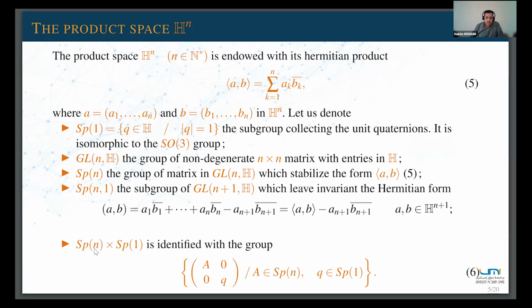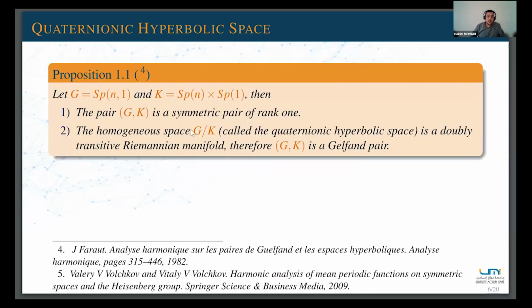The last notation is Sp(n) times Sp(1), defined as the group of products of a and q, where a is an element of Sp(n) and q is in Sp(1). First proposition, which we find in Jacques Faraut: if we denote G as Sp(n,1) and K as Sp(n) times Sp(1), then (G,K) is a symmetric pair of rank 1. The homogeneous space G/K, called the quaternionic hyperbolic space, is a doubly transitive Riemannian manifold. So (G,K) is a Gelfand pair.